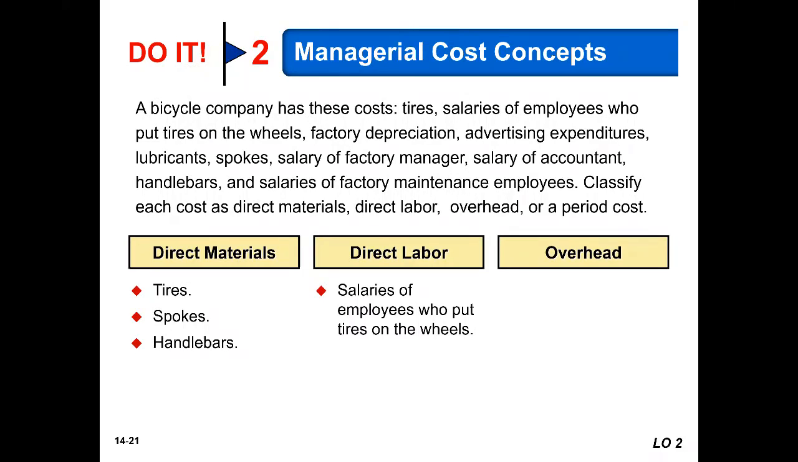Now the salaries, of course, we know that we can't actually trace them directly to these bikes. They're salaries. So we'd have a really hard time doing that. So they're indirect. Okay. Oh, that shouldn't be there. That should be overhead because they're salaries. Oh, no, I think I can argue that one. I think that's why I put it here.